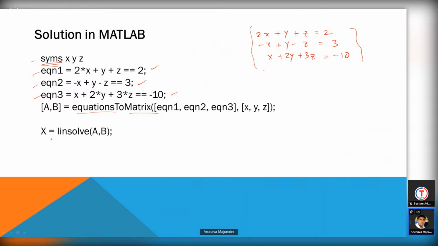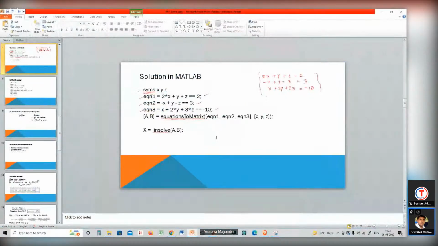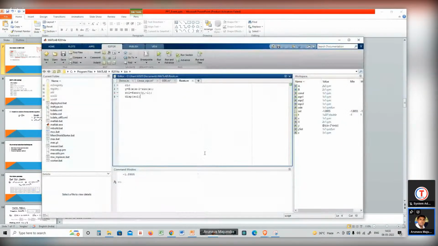And after that, what is the command we need to use to solve these equations? linsolve. This is the command in MATLAB. So here you can see, by using the MATLAB software, you can easily solve any kind of system of linear equations. So now I am going to give you the demo in MATLAB.